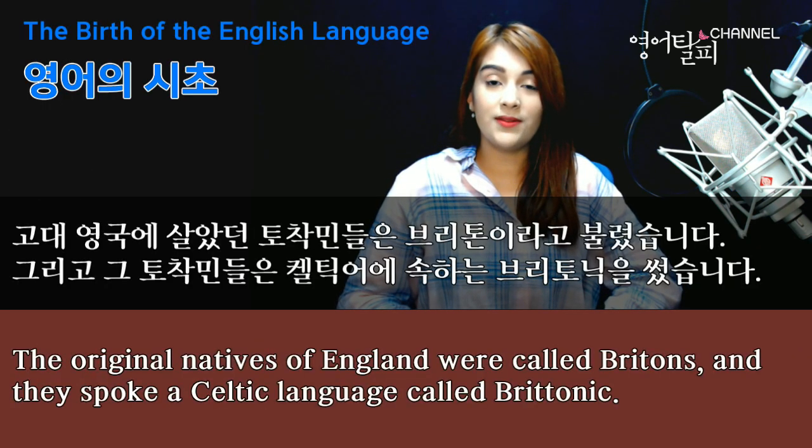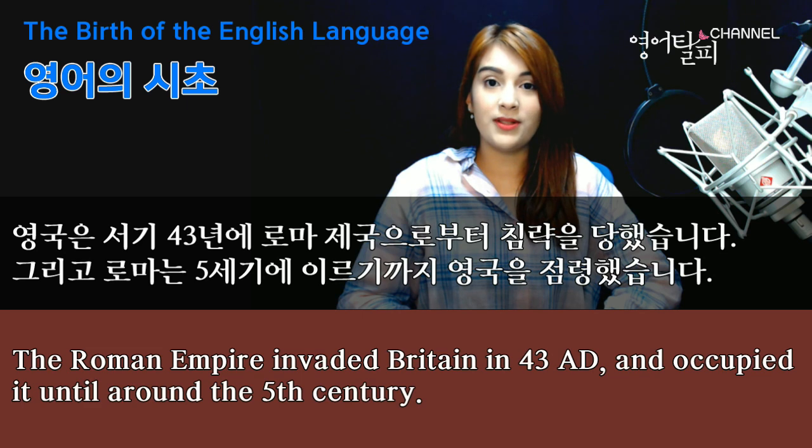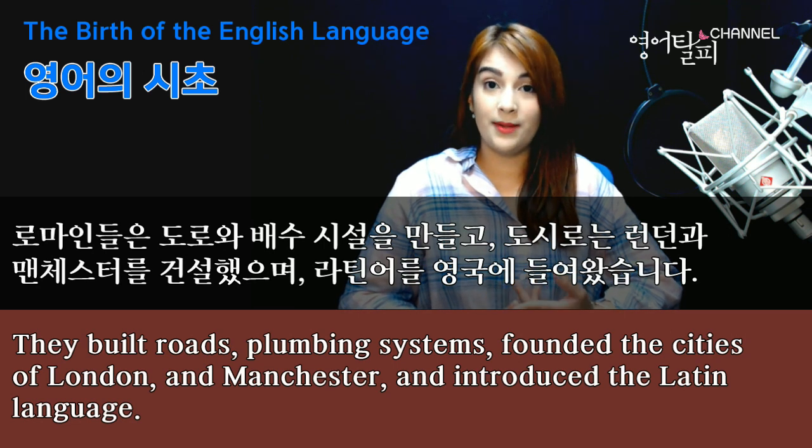The birth of the English language. The original natives of England were called Britons, and they spoke a Celtic language called Brittonic. The Roman Empire invaded Britain in 43 AD and occupied it until around the 5th century. They built roads, plumbing systems, founded the cities of London and Manchester, and introduced the Latin language.